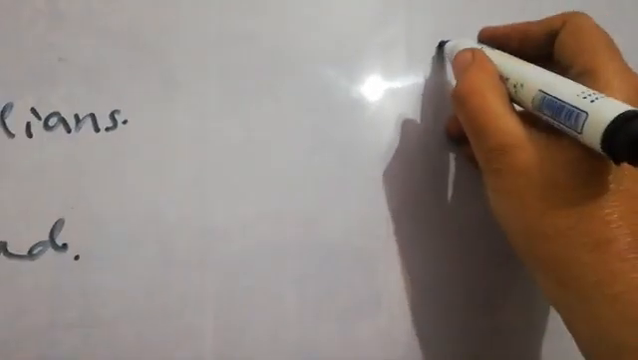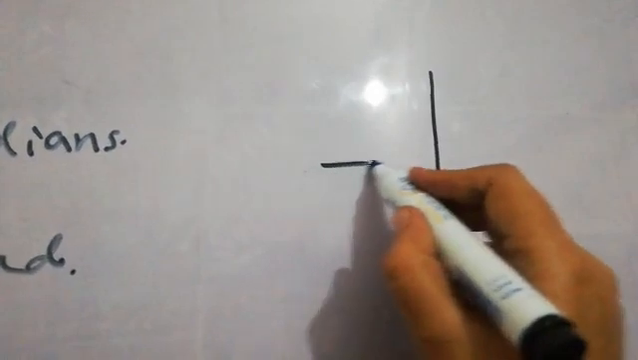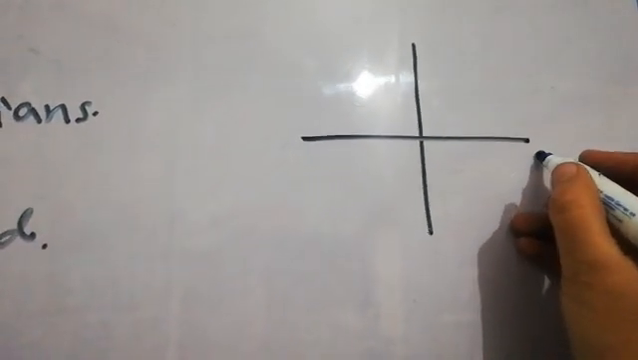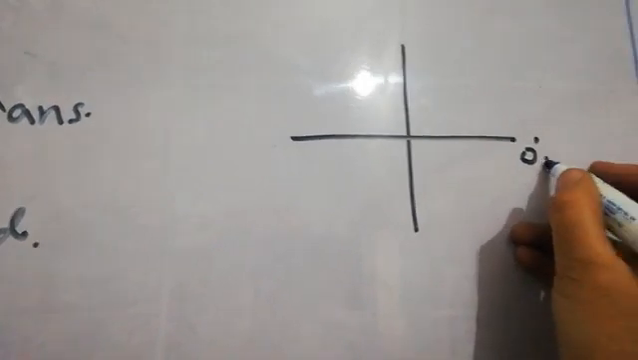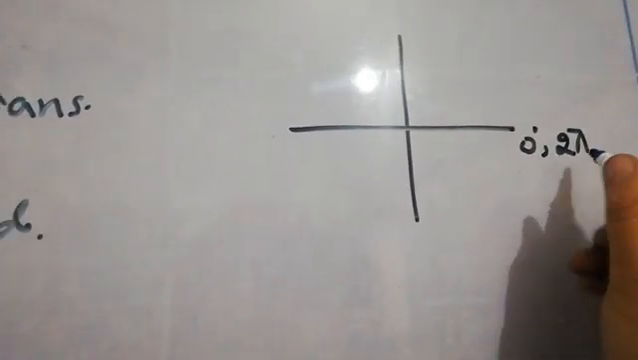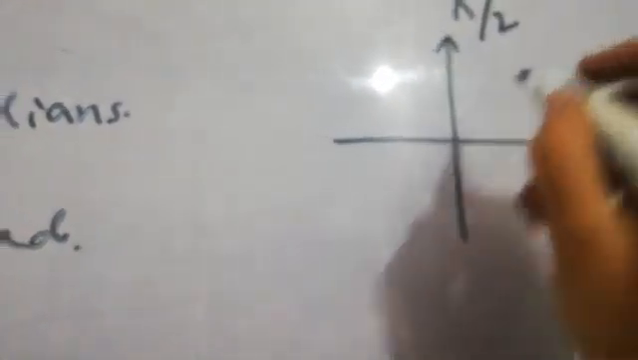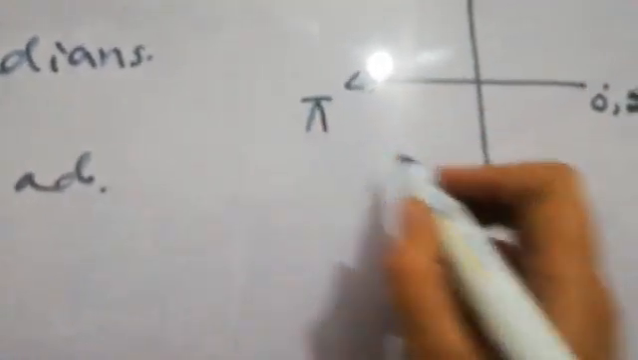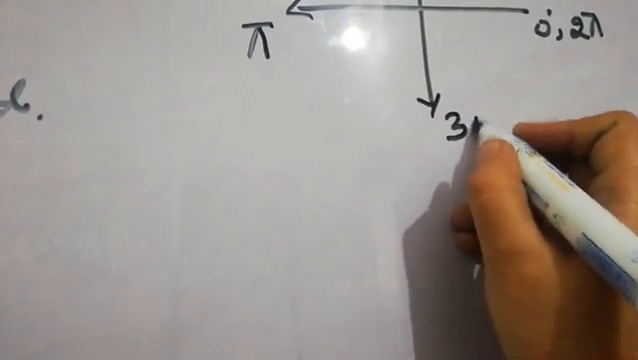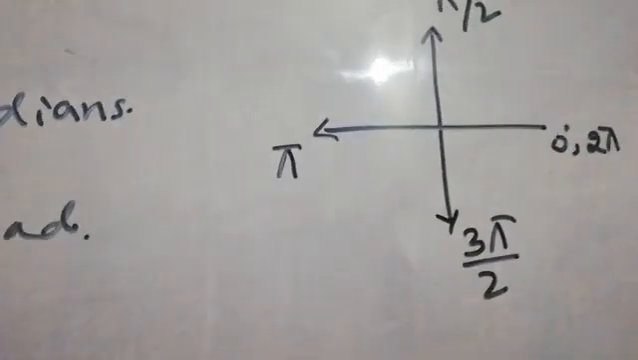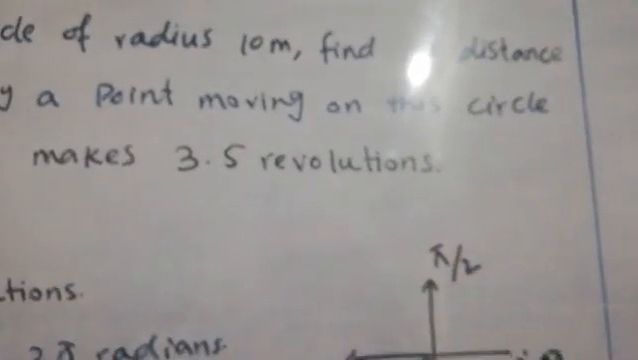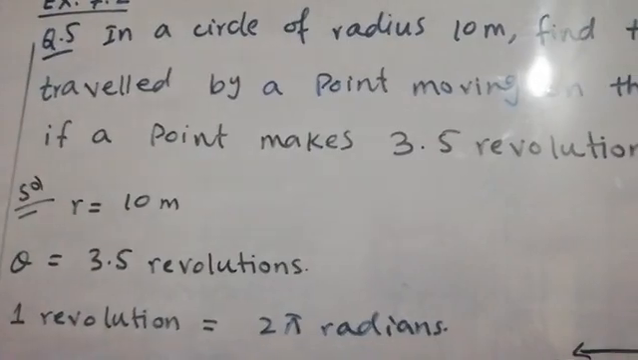Dear students, for example, we will draw the Cartesian plane. It is 0 degree or 2 pi also, because we will write the answer. Now we will write the angles in radians form. This is pi by 2 means 90. This is pi means 180, and this is 3 pi by 2 means 270, and this is the origin. And the question is that in a circle of radius 10 meters, find the distance traveled by a point on this circle if the point makes 3.5 revolutions.